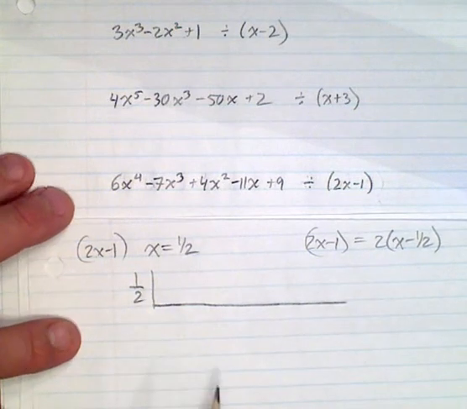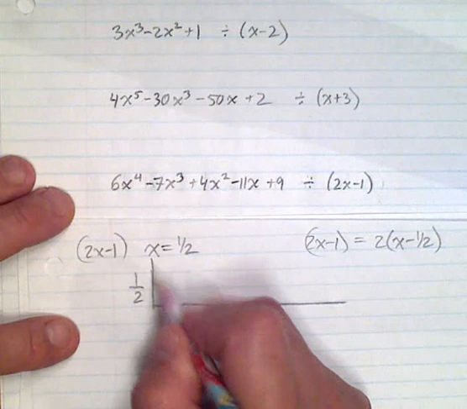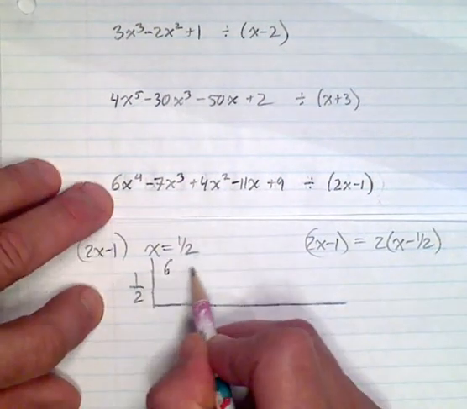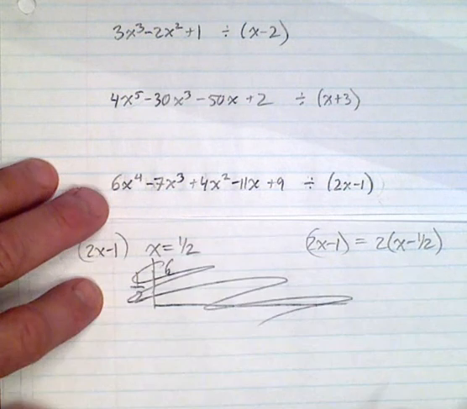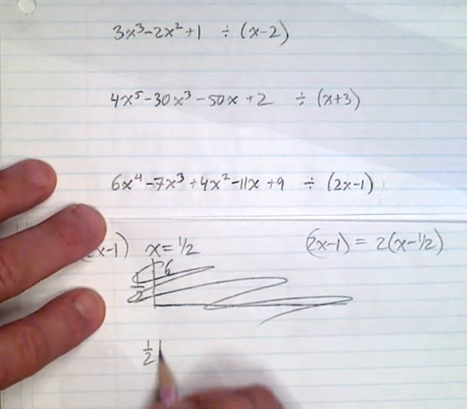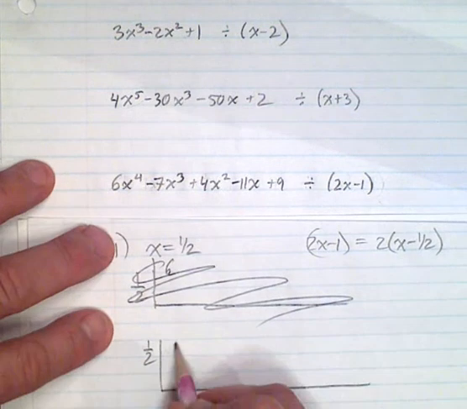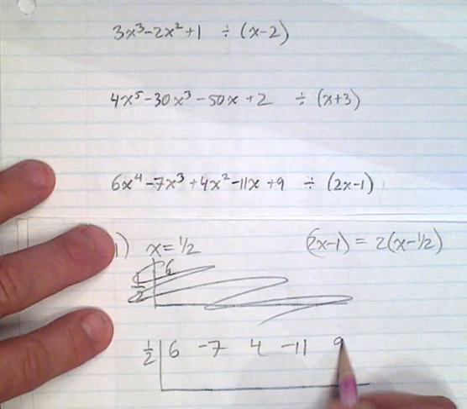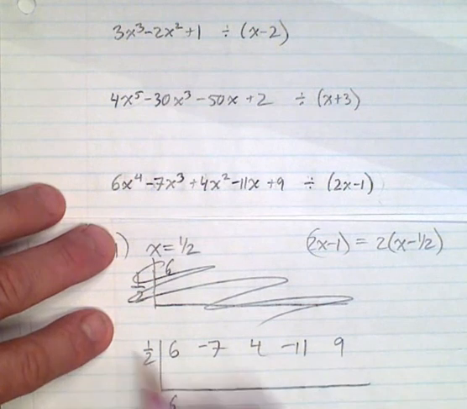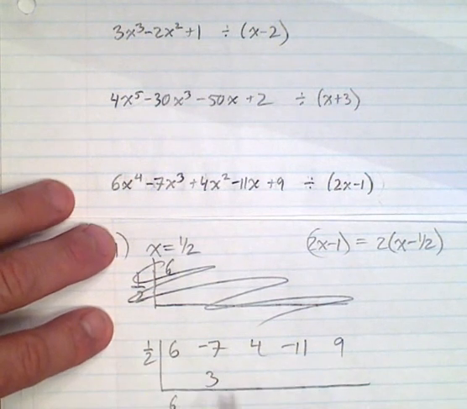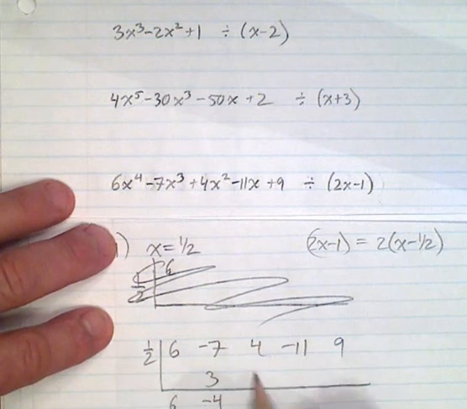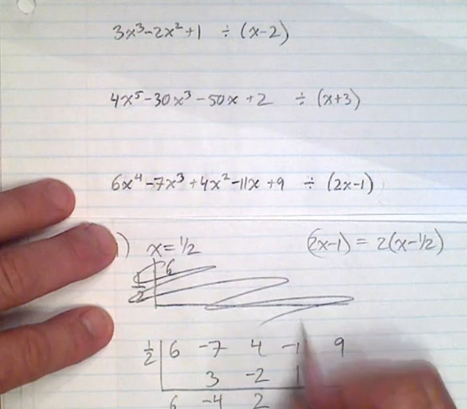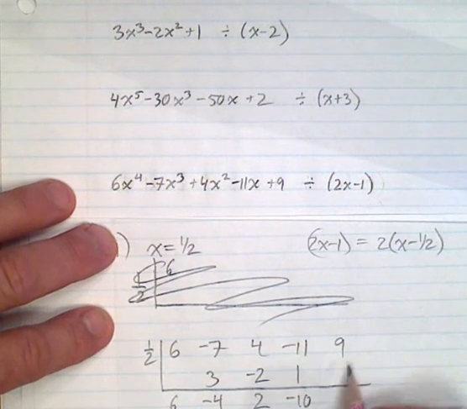It's your divisor, right? Let's make a little bit more room here. So we have 1/2, and we've got a 6, a minus 7, a 4, a minus 11, and a plus 9. So the 6 comes down. Half of 6 is 3. Add them up, you get negative 4. Half of negative 4 is negative 2. Add them up, you get 2. Half of 2 is 1. Add them up, you get negative 10. Half of negative 10 is negative 5.